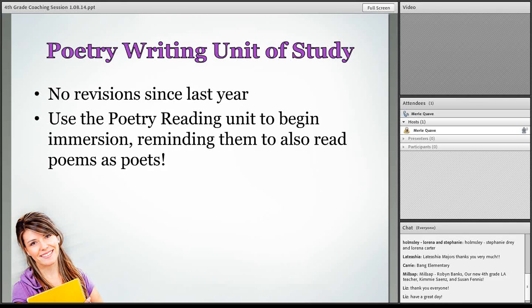Again, it was changed significantly last year along with a lot of the units. And you should use the poetry reading unit, which starts this coming Monday, to help the students immerse themselves in poetry. So as they read poems as readers, have them go back as well and notice things as poets. So when it comes to the writing unit on the 24th, they've already had almost 2 weeks of nice immersion into the genre.